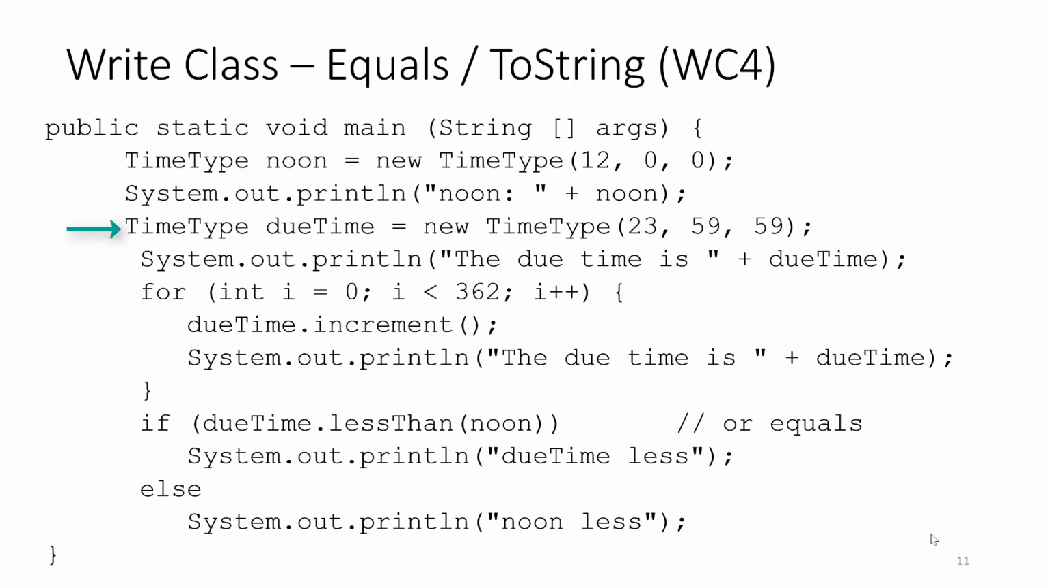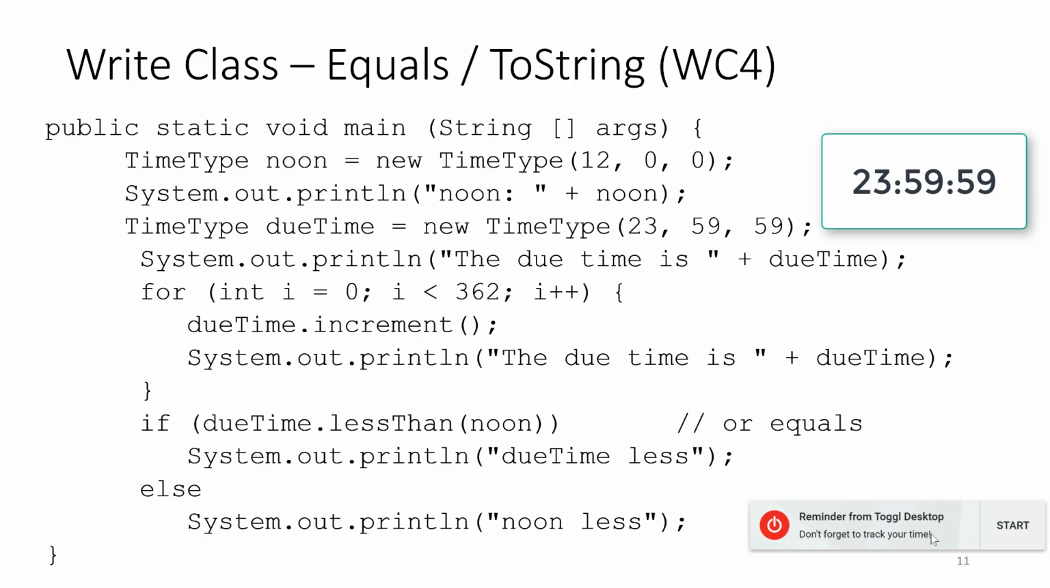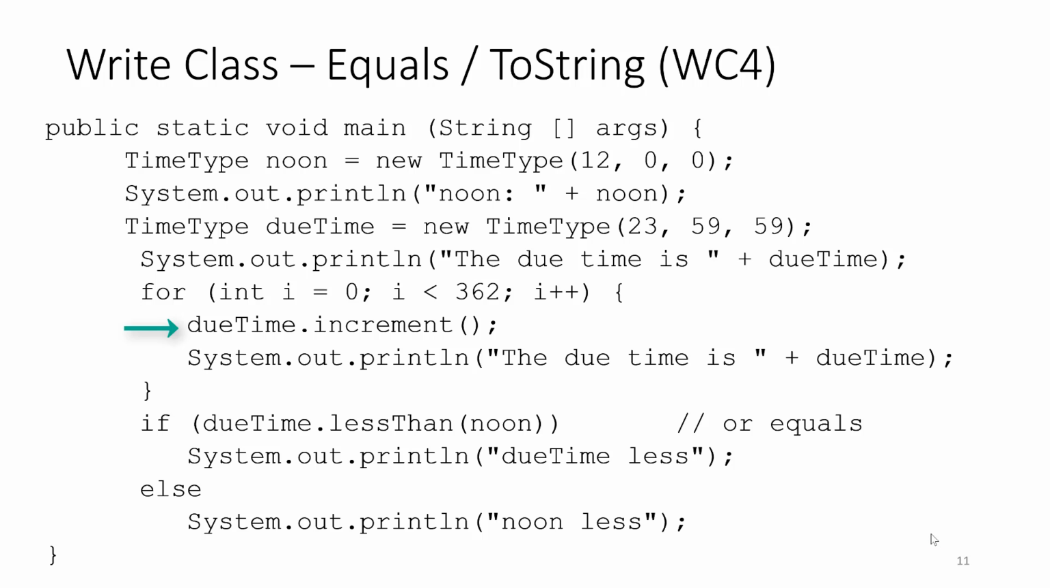We now declare another instance called due time, which is set to 23 hours, 59 minutes, and 59 seconds. We can then print that out as well. It would print 23:59:59. We're now going to go through a loop that will go 362 times. Each time we will increment the due time, calling the increment method. Remember, increment adds 1 second to it.